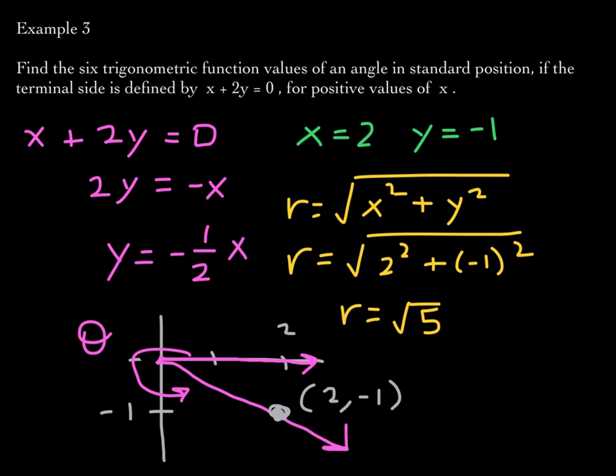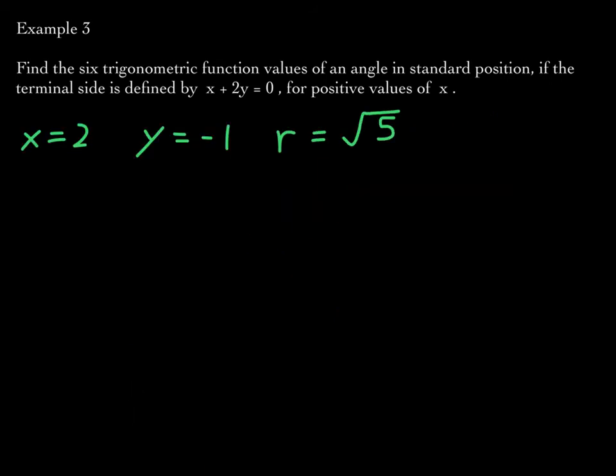Now that I know what x, y, and r are, we can now say what the 6 trig function values of this angle are. Okay, all right, let's do it. Let's build all of our answers. All right, so now sine of theta, we're naming our angle theta. Sine of theta is going to be y over r, so it'll be negative 1 over root 5.